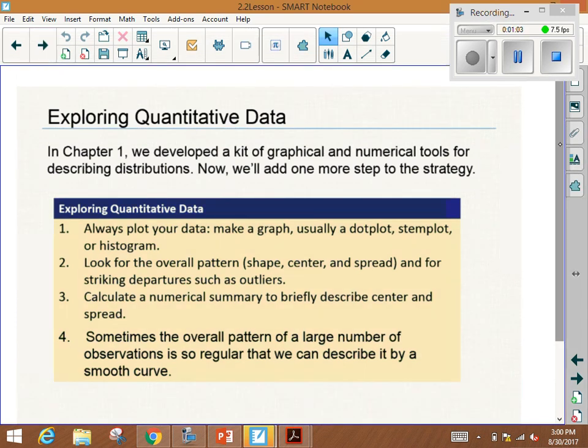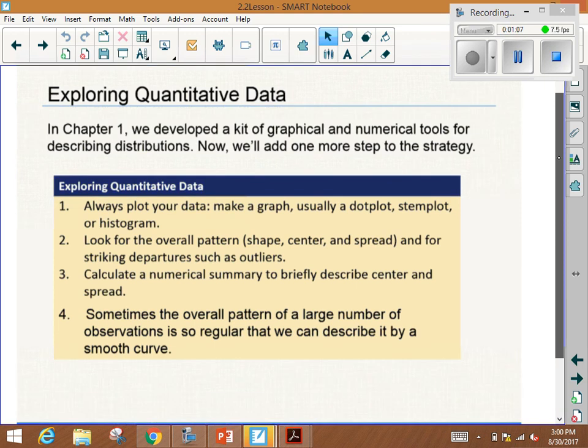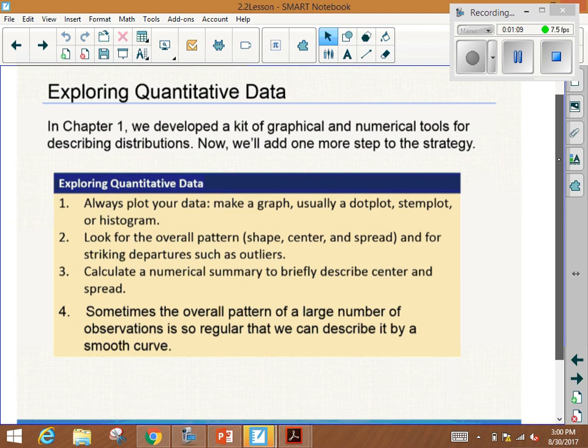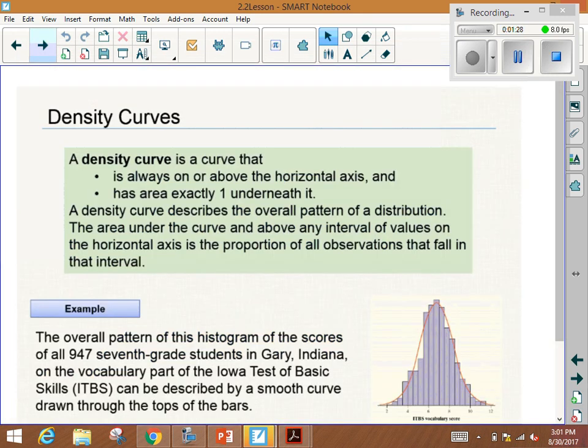Whenever we're looking at quantitative data, you really need to do these things. All right, remember your socks. Okay? And we're going to look at a numerical summary as well. And then look at the overall pattern. And sometimes we can describe it using a smooth curve if it's nice and symmetric or follows a certain pattern. All right.